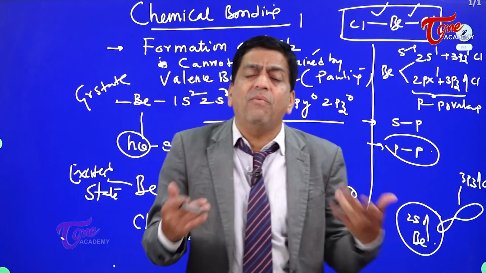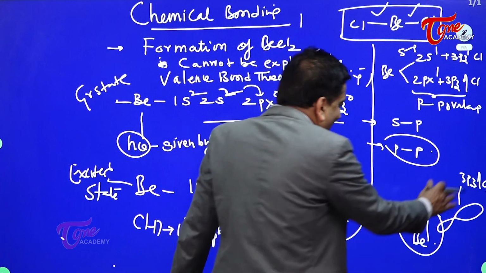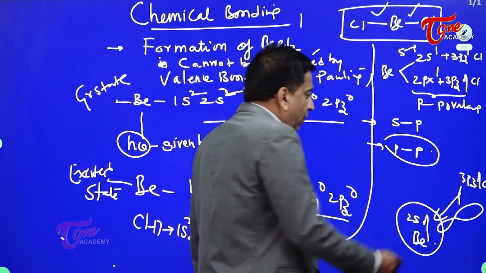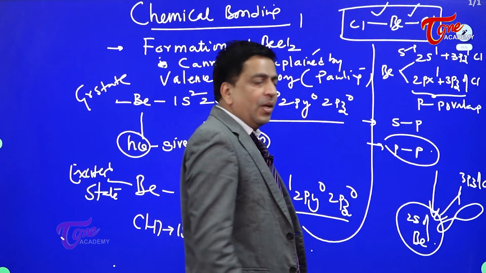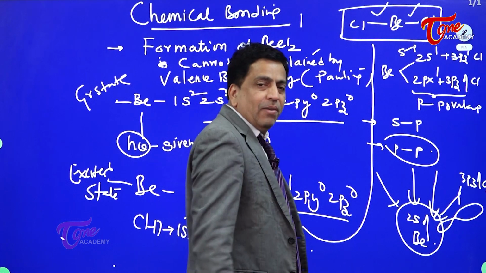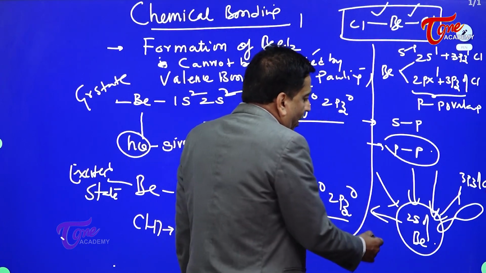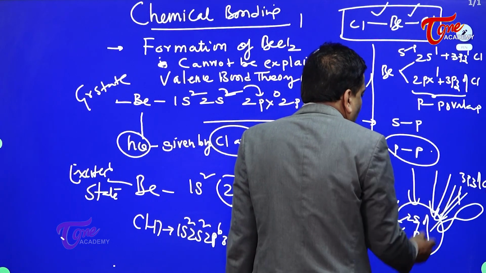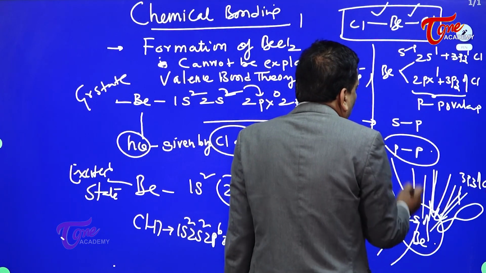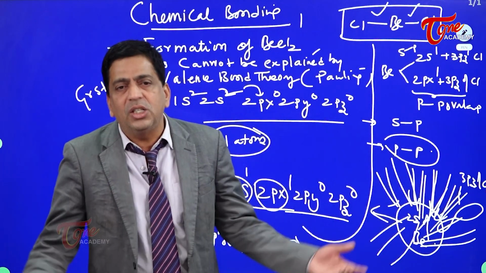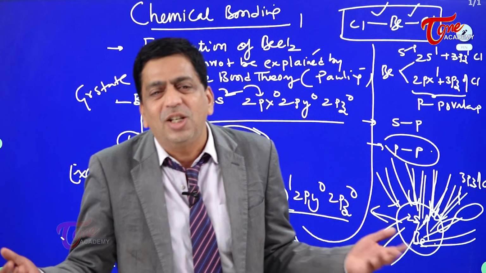Now I can't understand one point here. If there is a p and s overlap, will it overlap this way? Will it overlap perpendicularly? Will it overlap obtuse? Will it overlap acute? Which way? Which way is the issue?